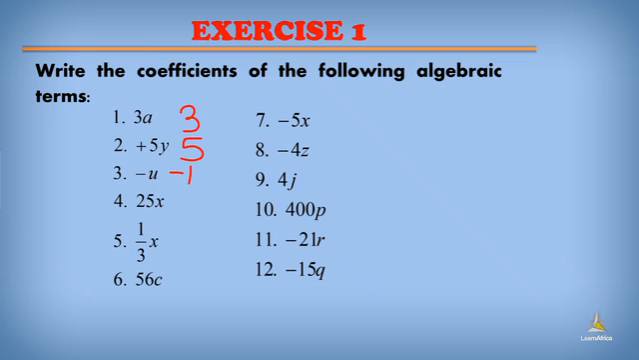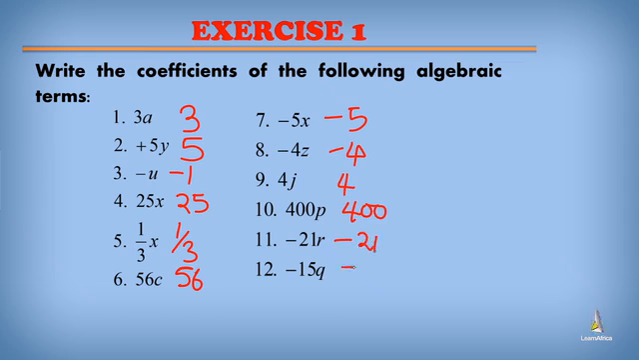Then moving on, we have 25x. I believe it's easier right now. So we have 25. Then here we have 1 over 3. And then we have 56 here. I believe this is going well. Here we have a negative term, so our coefficient here will be minus 5. And then here we also have minus 4 and 4, and 400, and minus 21 and minus 15. I guess that was interesting, wasn't it? All right, moving on.